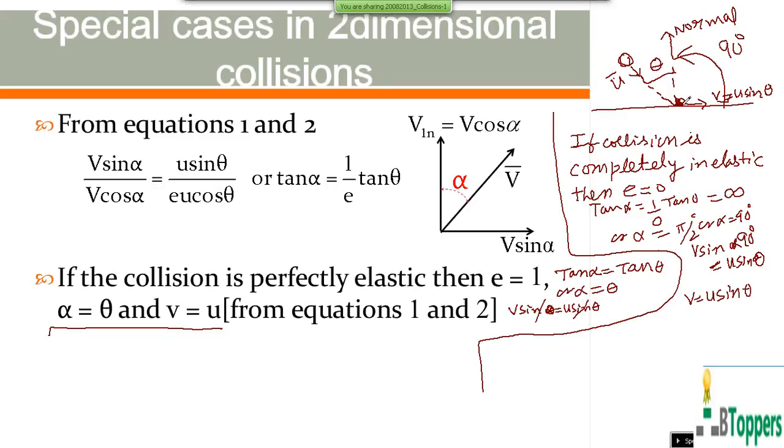That means after the collision, the ball moves along the smooth floor with velocity of magnitude u sin theta in the tangential direction, and there is no velocity in the normal direction, so it does not rebound from the floor, it moves along the floor. Alpha is 90 degrees. So that will be the situation.